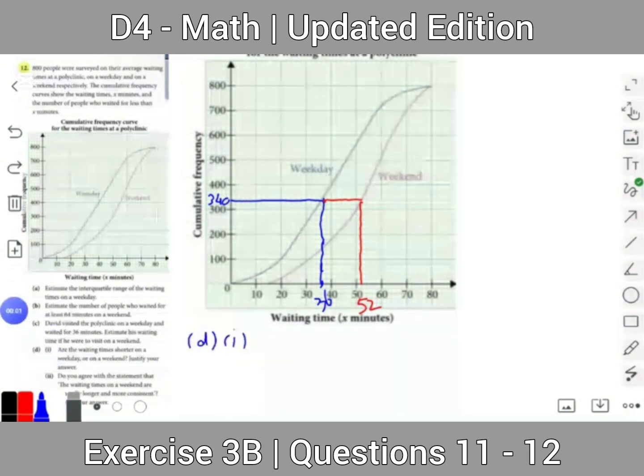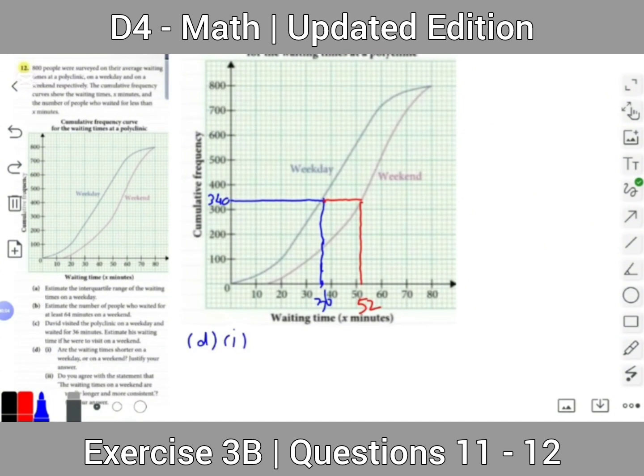Now, in part D, part 1, are the waiting times shorter on a weekday or on a weekend? Justify your answer. To justify our answer, first we have to find the median waiting time for the weekday and the median waiting time for the weekend. So to find the position of the median, we will use n over 2. So n over 2 will be equal to 800 divided by 2, since the total frequency in this case is 800, and 800 over 2 gives us 400.